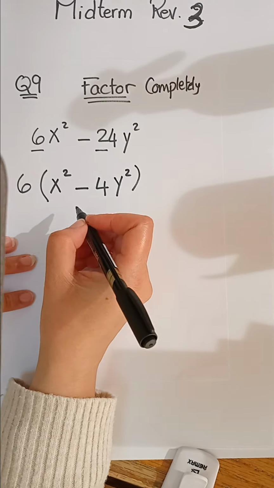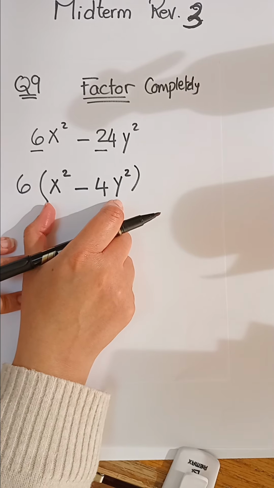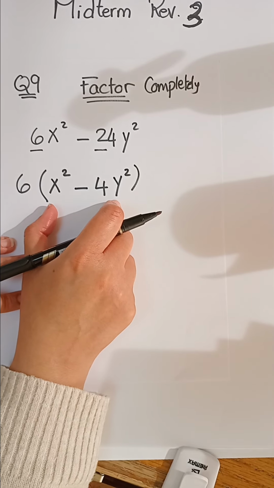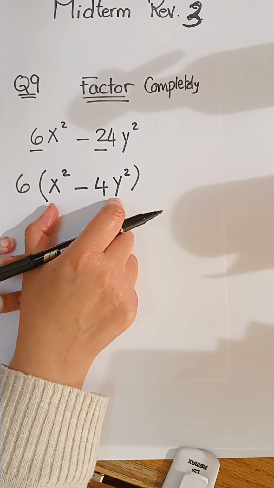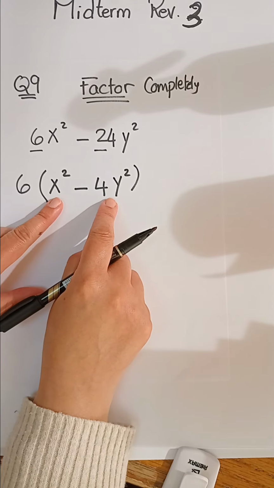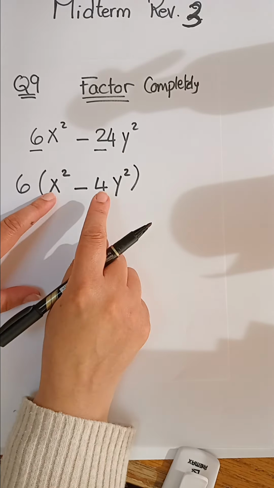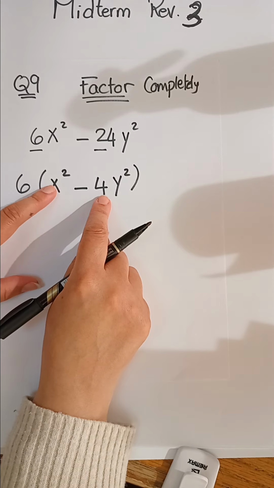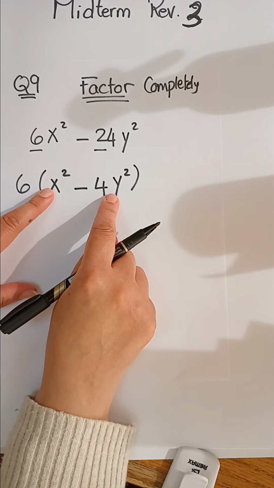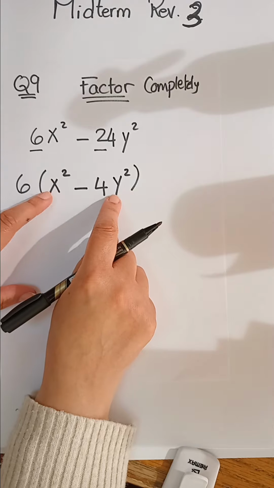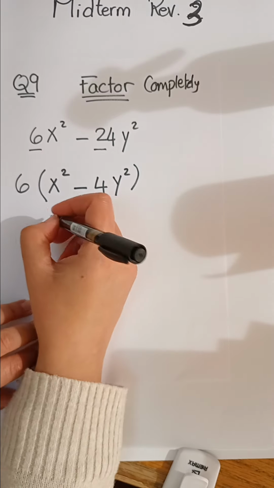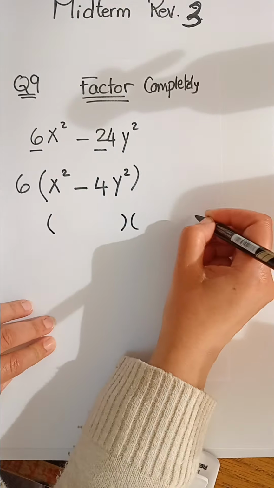Factor completely means I need to look for what I have between parentheses and I need to make sure that it cannot be factored further. We have here two terms. One is positive and the other is negative. This is a perfect square and this is a perfect square as well. So this is a difference of two squares which can be brought back to being two conjugates.